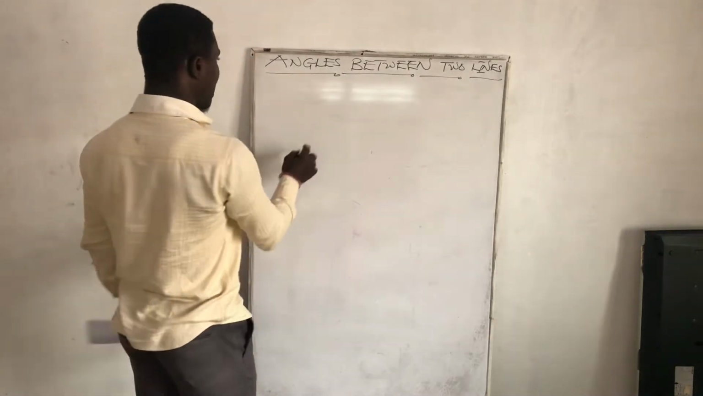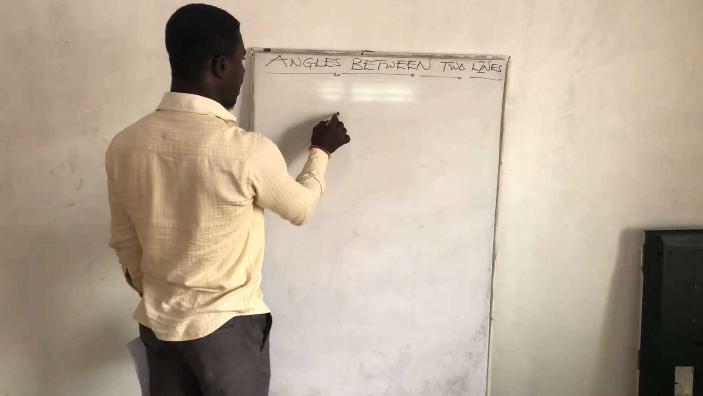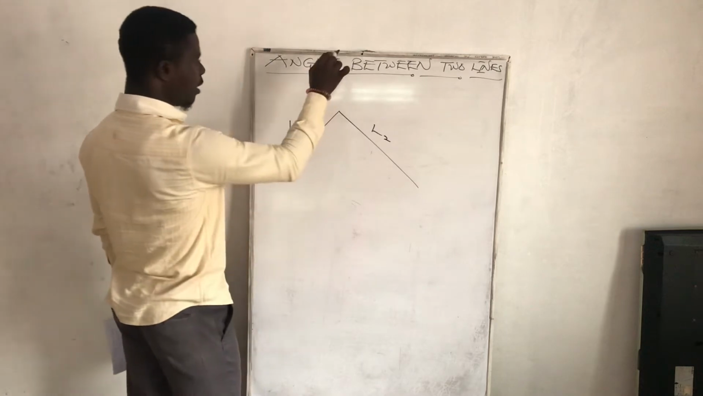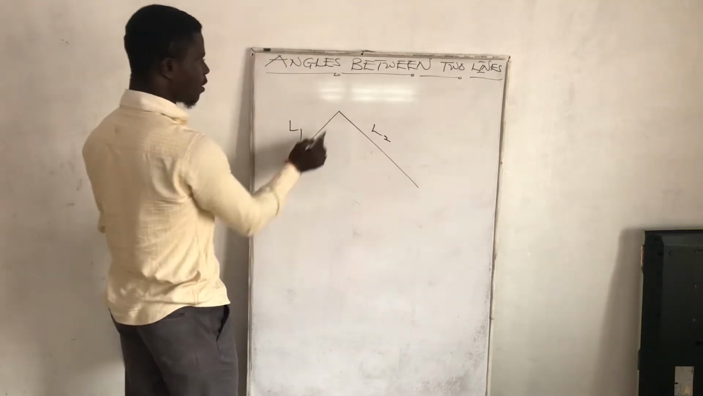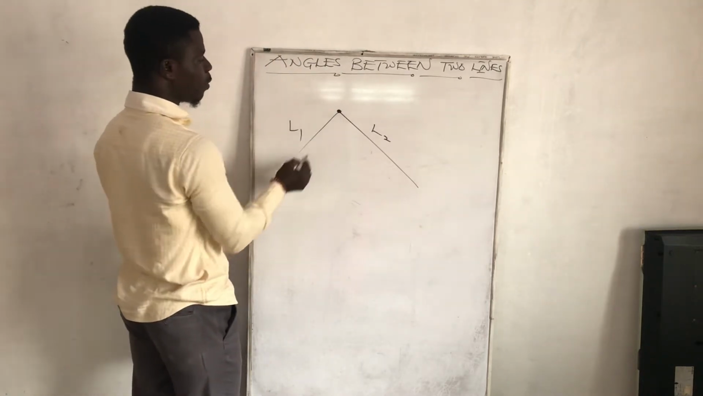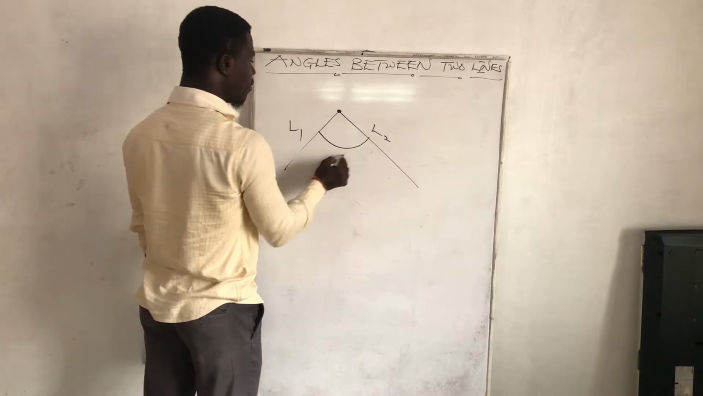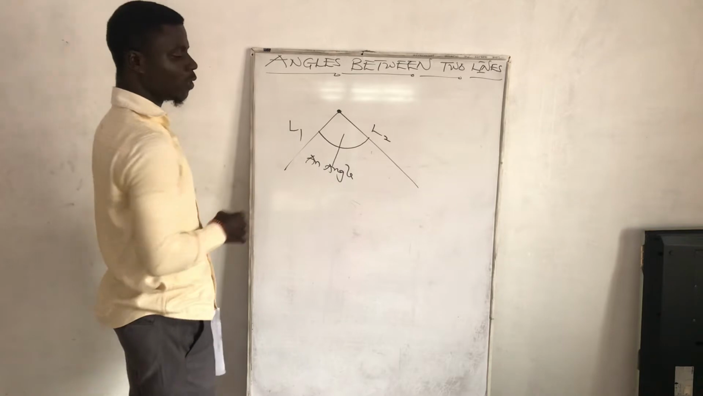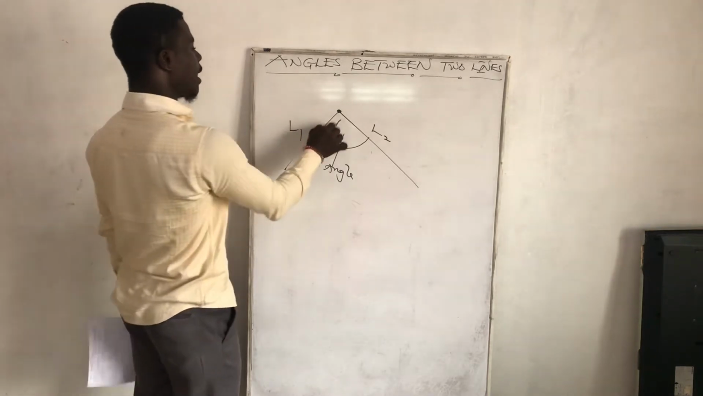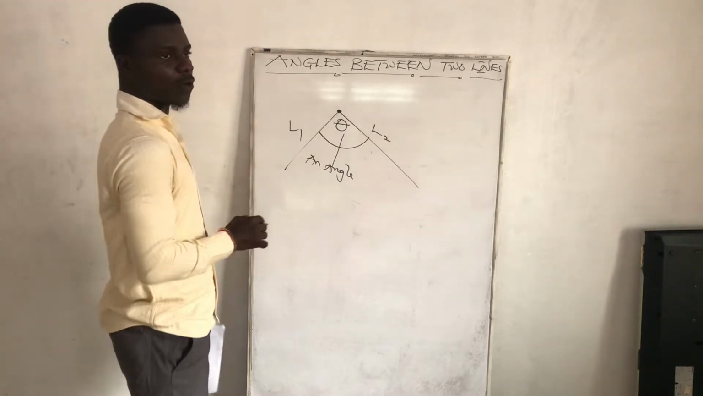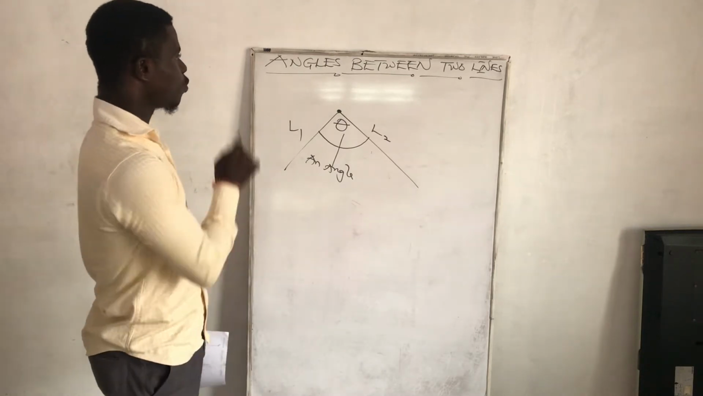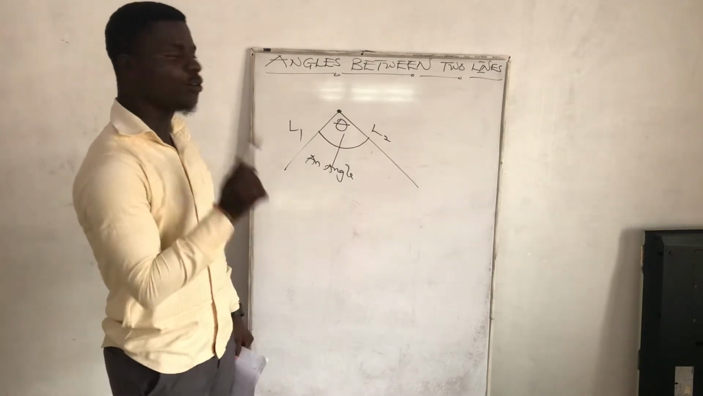So when I have this line, then I have another line, L1, then let's say L2. When they meet at this point, this is called an angle. We can name this angle theta. So, angles between two lines.